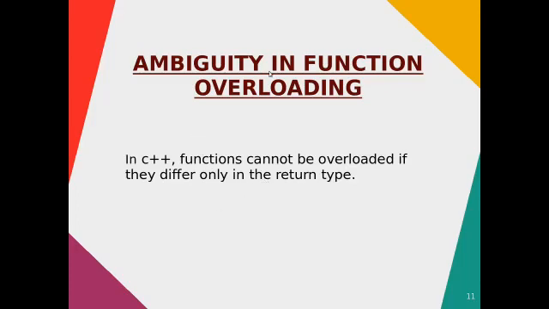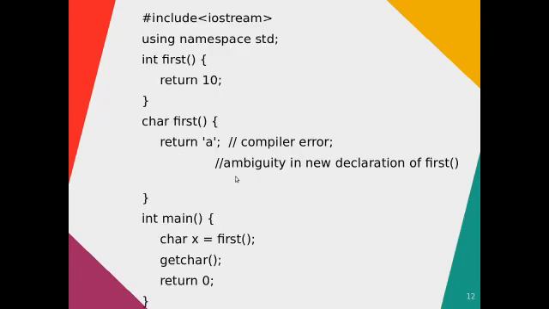So now the next topic is ambiguity in function overloading. In C++, functions cannot be overloaded if they differ only in the return type. So let's see an example. Here we have 2 functions with the same function name but with different return types. The first is returning 10, so its return type is integer, and the other is returning a character A, hence its return type is char.